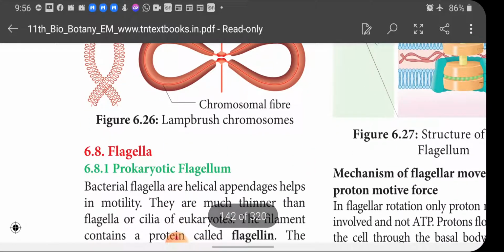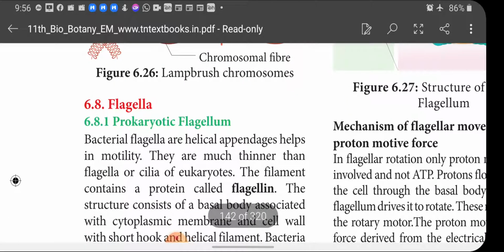RNA synthesis. Next, flagella. Flagella I will discuss with you in my next session, children.